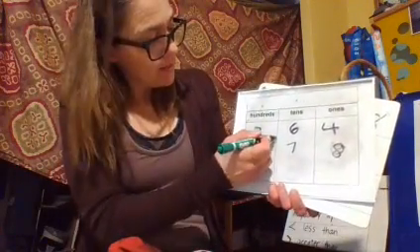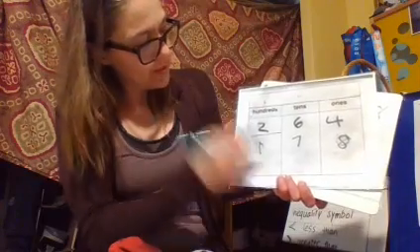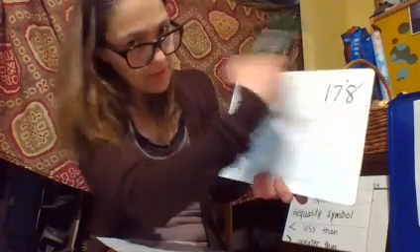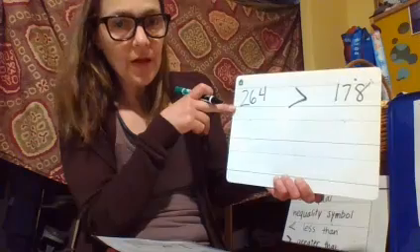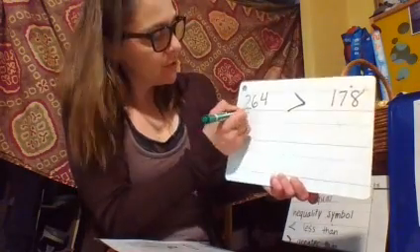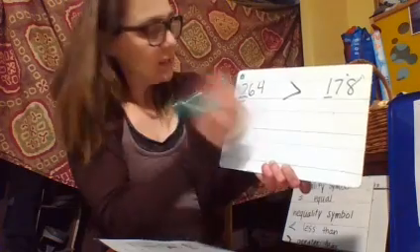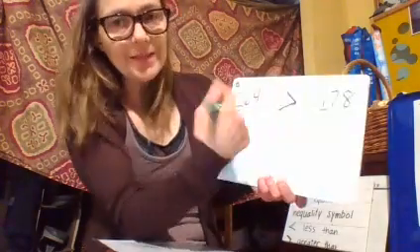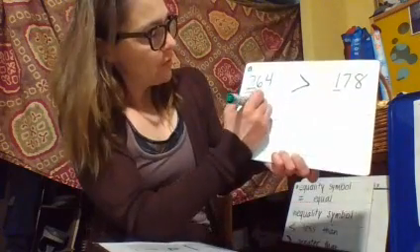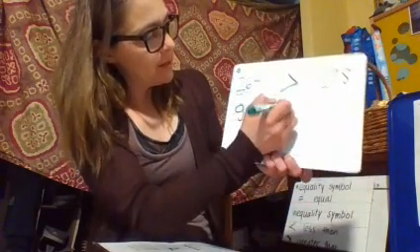And we see that this number has 2 hundreds and this number has 1 hundred. And so we can safely say, without having to go to the tens and the ones, that this number on the left, 264, is greater than 178 because you're comparing the hundreds. This number has 2 hundreds and this number has 1 hundred, and that's how you know, by comparing the hundreds. So greater than is written this way.